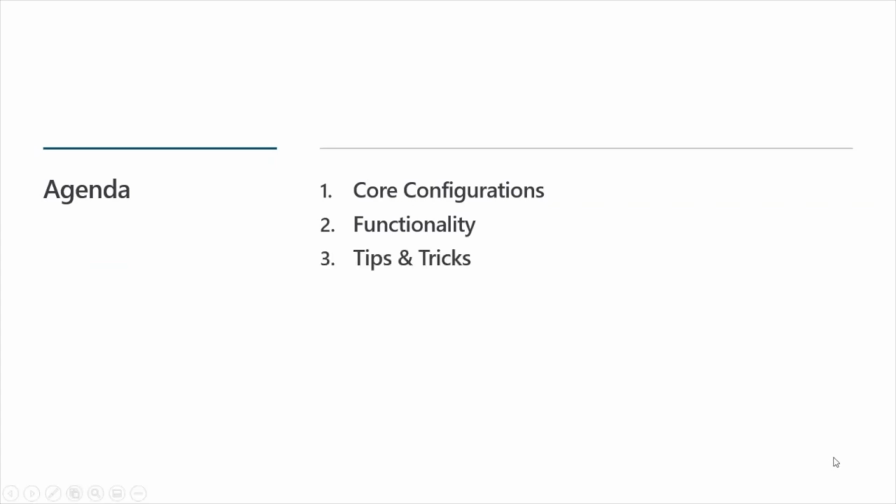So let's review our agenda. We will cover some core configurations for the rating and routing setups. We will then talk about their functionality. And then we'll go through some tips and tricks, really best practices for setting up those various configuration forms within the system. And I will actually be getting into a demo environment with some Contoso data to review those.